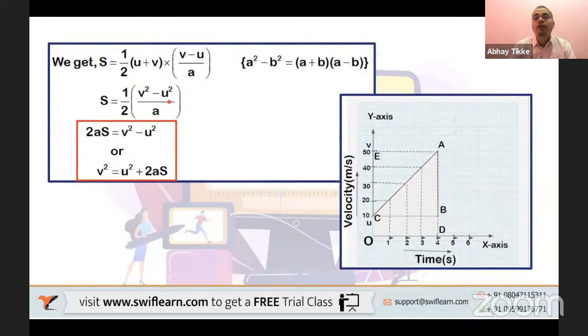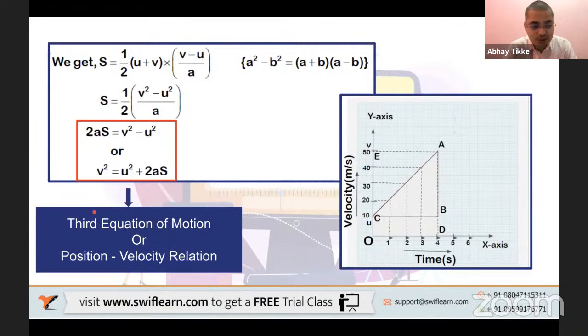V square minus U square divided by A. So if we simplify this further, what do you get? V square equal to U square plus 2AS. This is your third equation of motion. Are you getting this? Third equation of motion. And this is your which? Position velocity relation. I hope everything is clear till now.